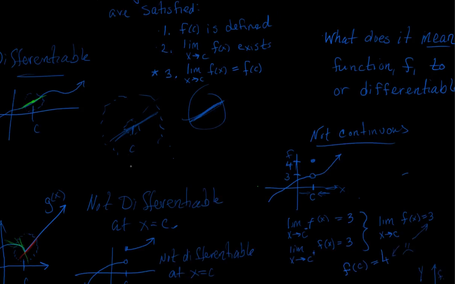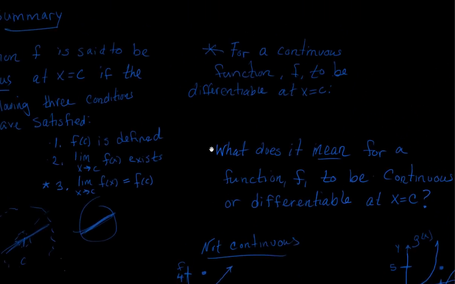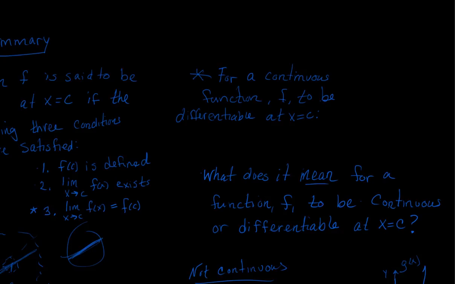So, for a continuous function f to be differentiable at x equals c, we want the limit as x approaches c from the left of the derivative of f of x to be the same as the limit as x approaches c from the right of the derivative of f of x.